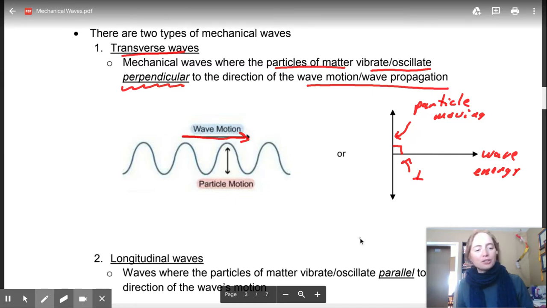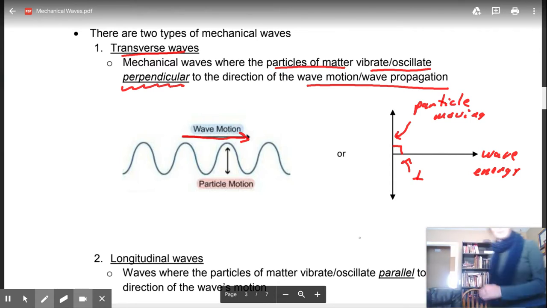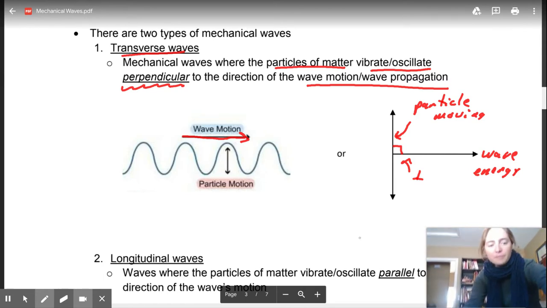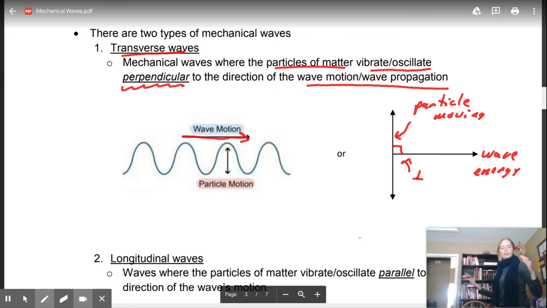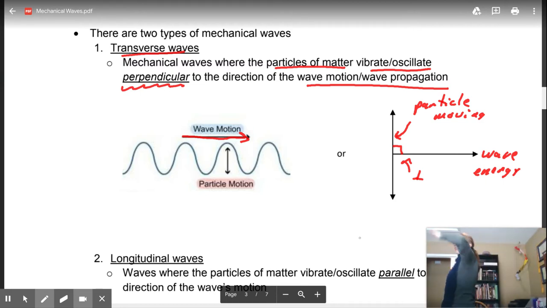Okay? So I have a dance move that I think is going to be catching into popularity. I call this dance move the transverse wave. Oh, yeah. So I need to get out of my chair here. Okay? So with the transverse wave, remember, the particles are moving up and down, right? The hands, the particles. I am representing the energy. So I'm moving this way. So you do the transverse wave.